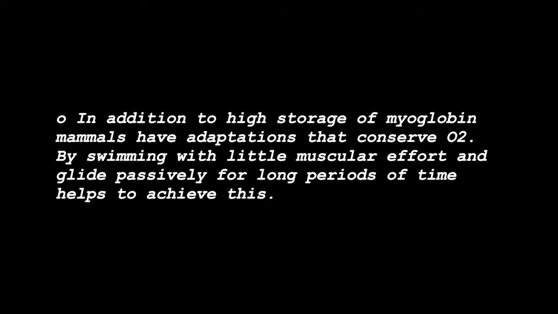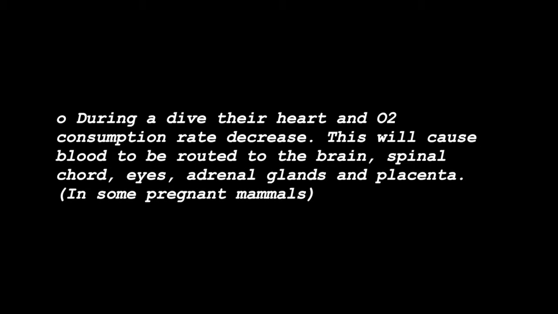In addition to high storage of myoglobin, mammals have different adaptations and methods that help them conserve oxygen, one of which is swimming with little muscular effort, gliding passively for long periods of time. During a dive, their heart rate and oxygen consumption rate decrease. This will cause the blood to be routed to other parts of the body, such as the brain, spinal cord, eyes, adrenal glands, and in some pregnant mammals, the placenta.